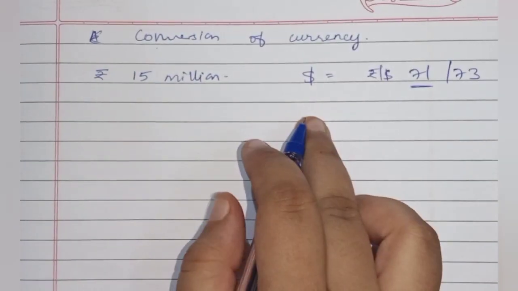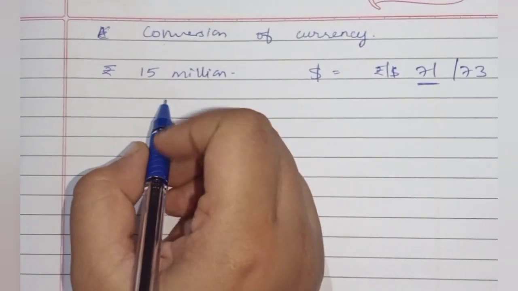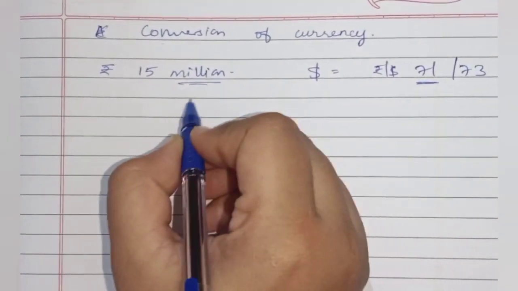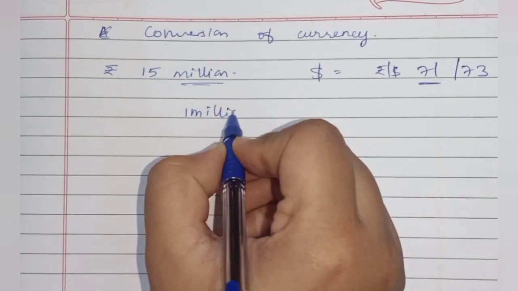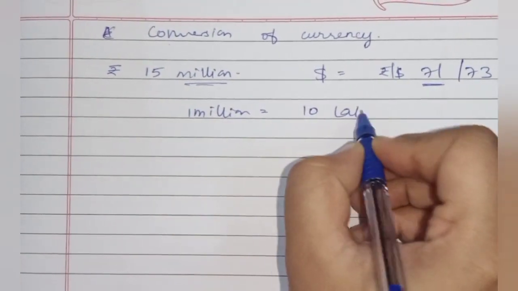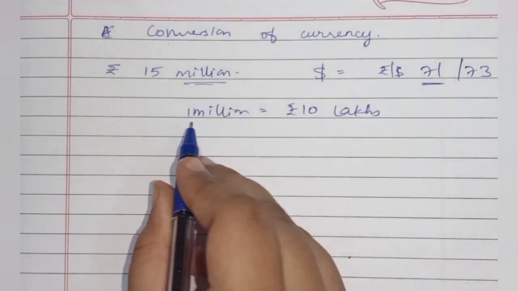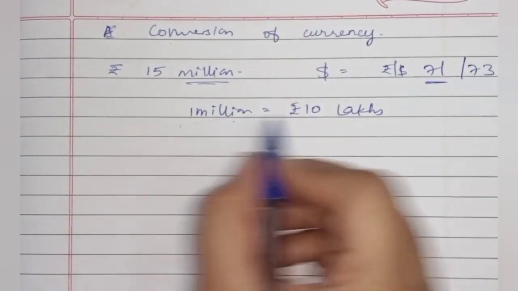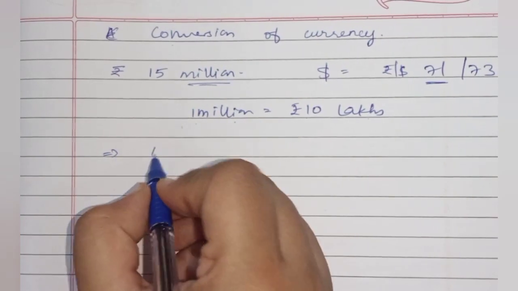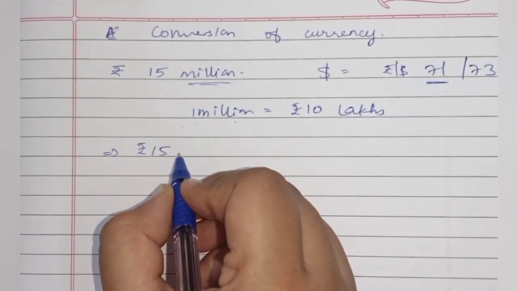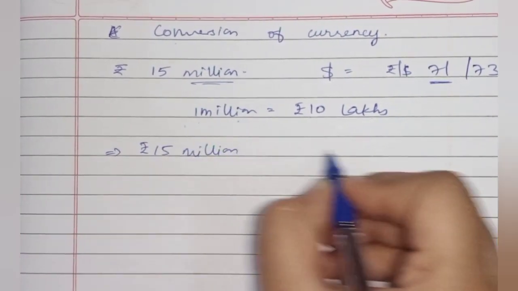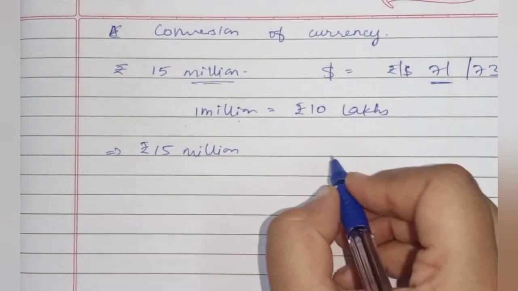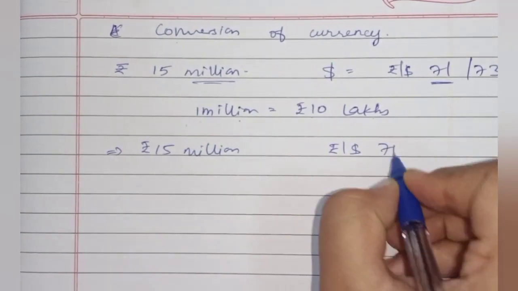So how will you do the conversion? First of all, you have to remember that 1 million is equal to 10 lakhs. 1 million is equal to 10 lakhs. So you have to write 15 million as it is. Also write the exchange rate which you have picked up, that is rupee per dollar 71.